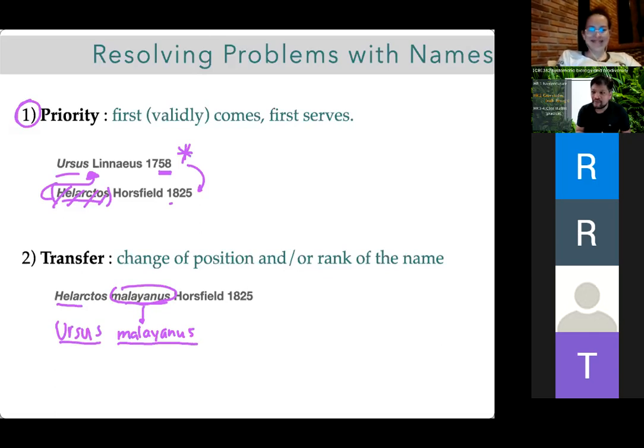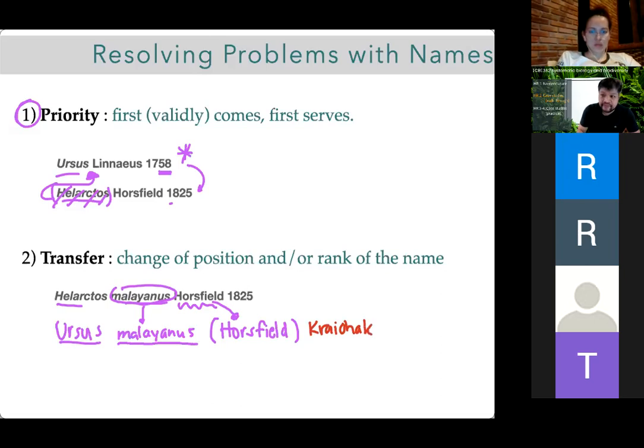Yeah. But then there's a way we recognize that it came from a different place. So you know that Horsfield named the sun bear, so we still recognize him in parentheses. You transfer him into parentheses here. Sometimes you see these parentheses in the author names. That's where it comes from. So this name malayanus was originally named by Horsfield. And I make this new combination between Ursus and malayanus.